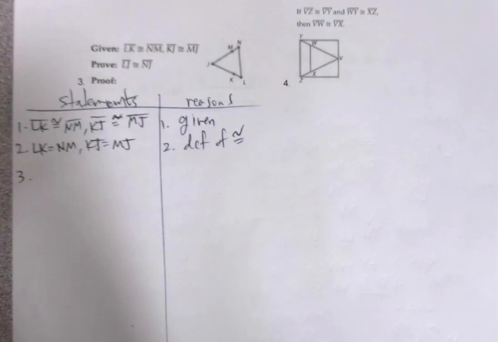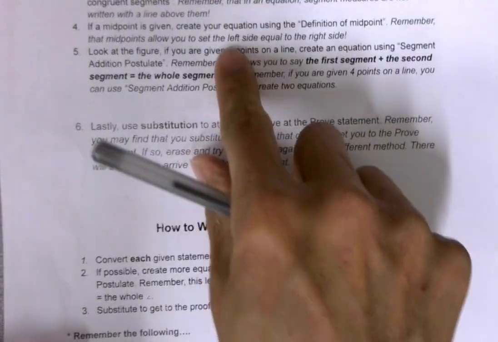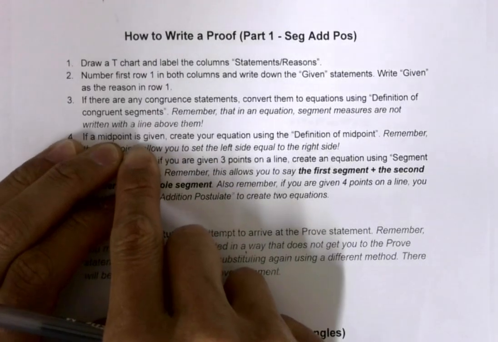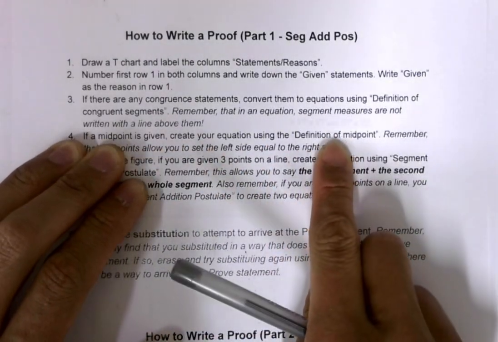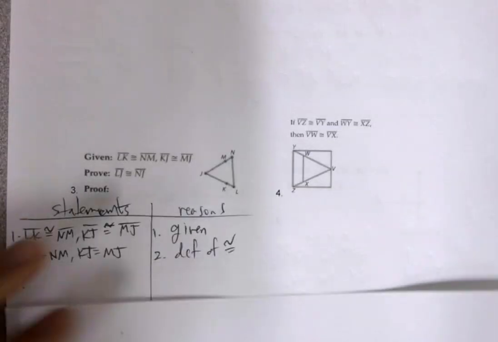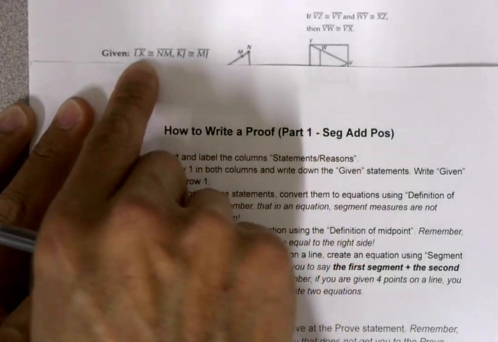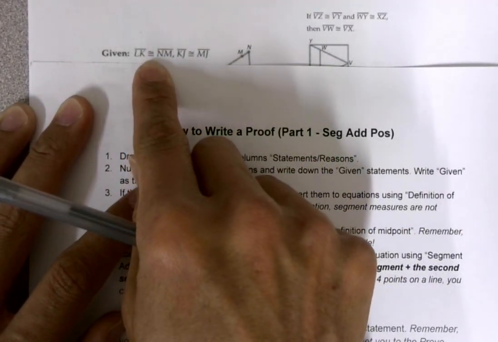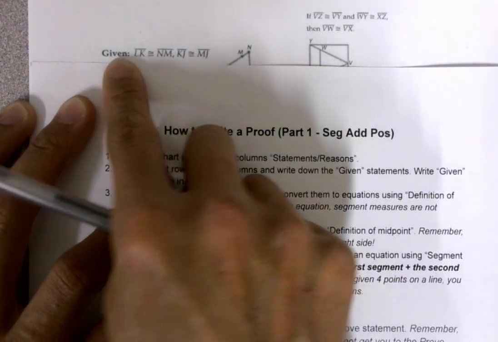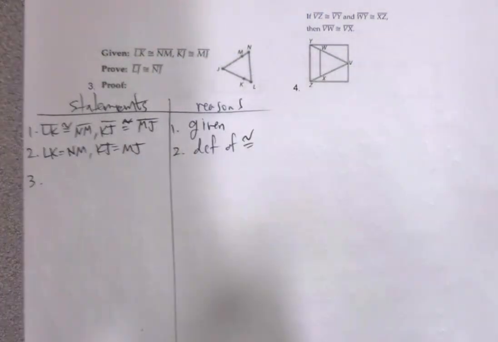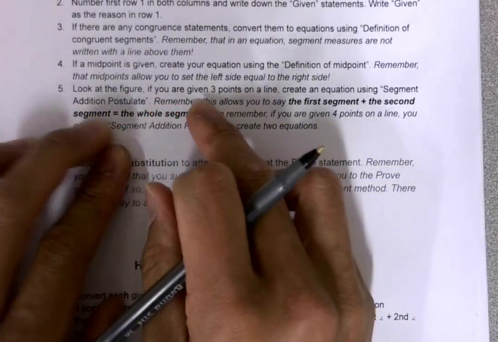Now what is my next step? Well, we look at our algorithm, and the next step is if we're given any midpoints, we create more equations using definition of midpoint. Are we given any more midpoints here? Well, if we were, it would say here that M is a midpoint, or that Z is a midpoint, but it does not. So we do not have any midpoints. We skip that step, so we skip step 4. We go to step 5. What do we do now?